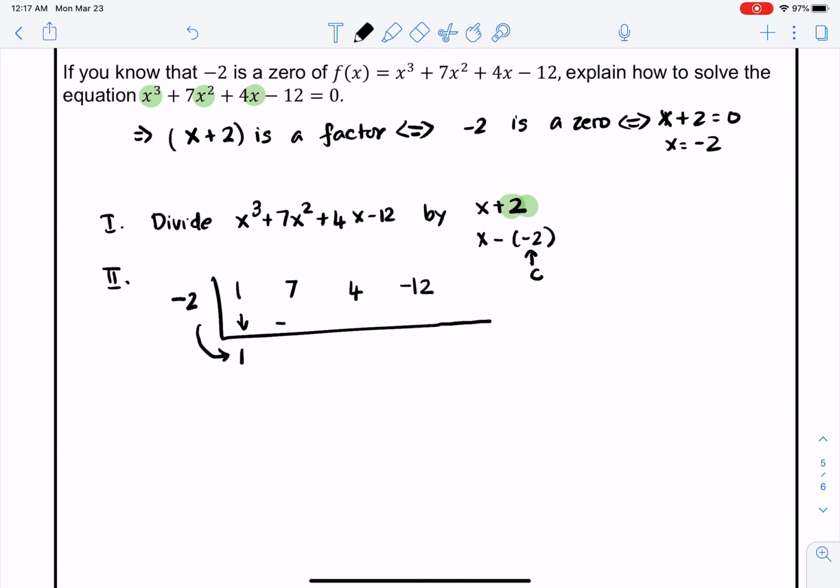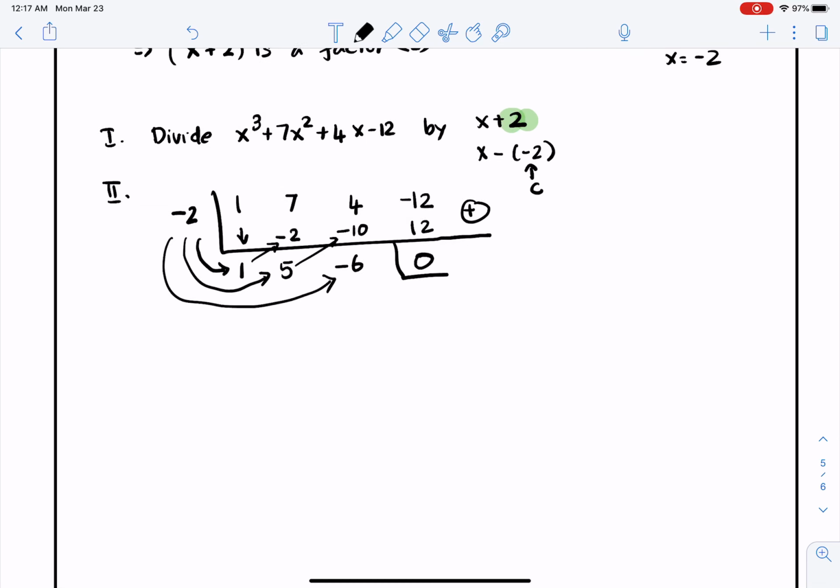Negative 2 times 1 is negative 2. We always add: 7 minus 2 is 5. Negative 2 times 5 is negative 10. 4 plus negative 10 is negative 6. Negative 2 times negative 6 is positive 12. When we add, we get 0. This would mean x cubed plus 7x squared plus 4x minus 12 would be equal to the divisor, which is x plus 2, multiplied by the quotient.